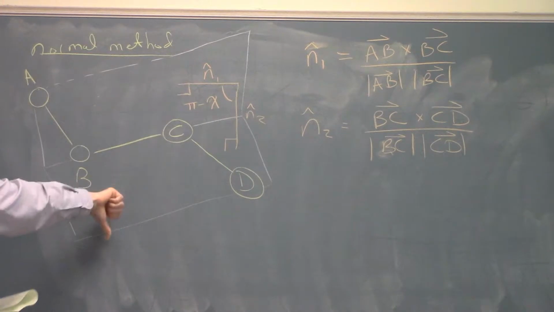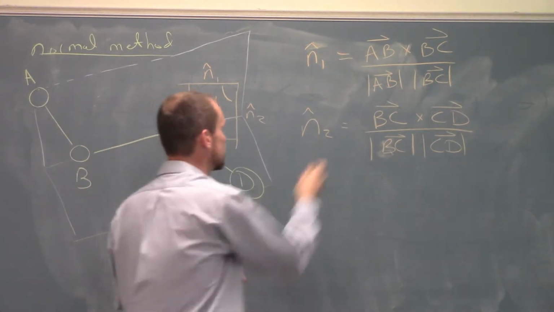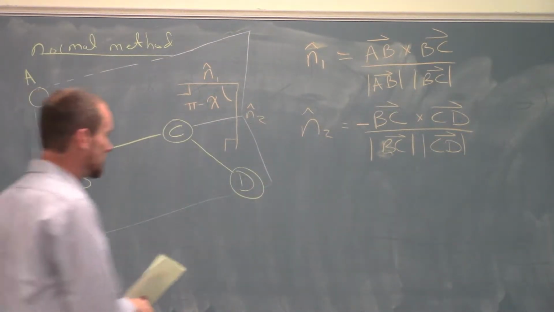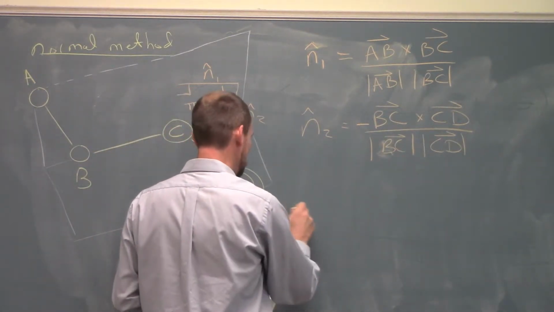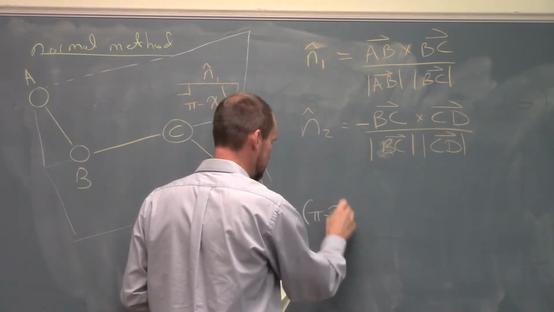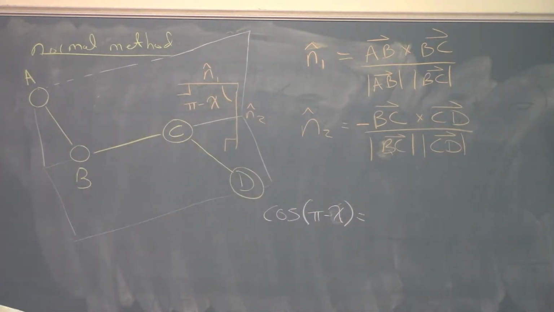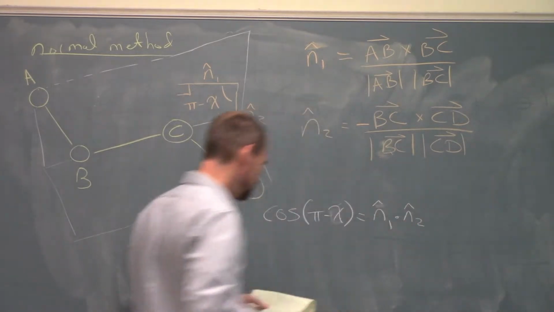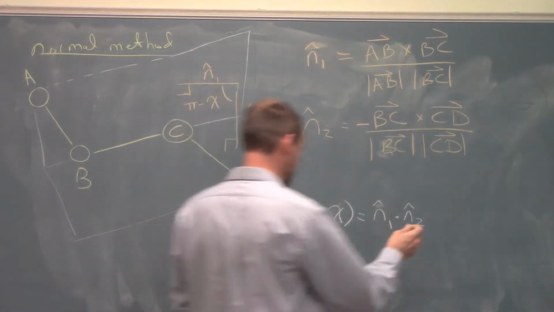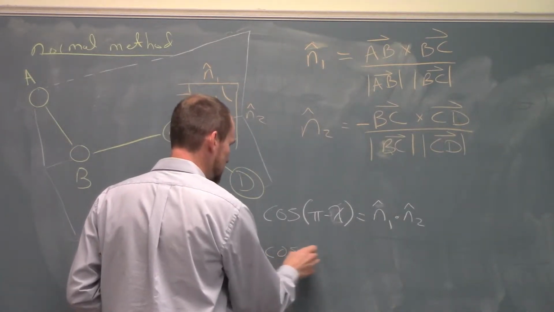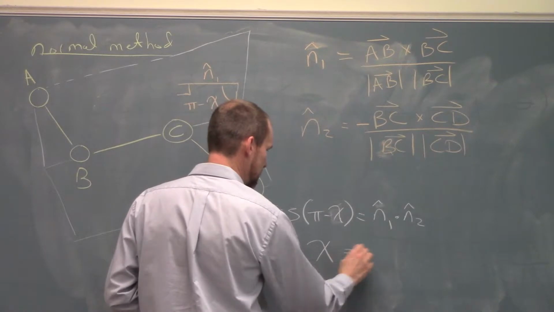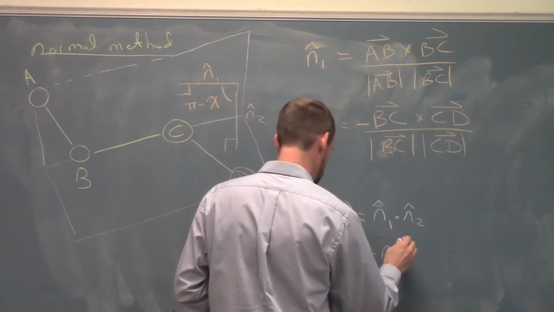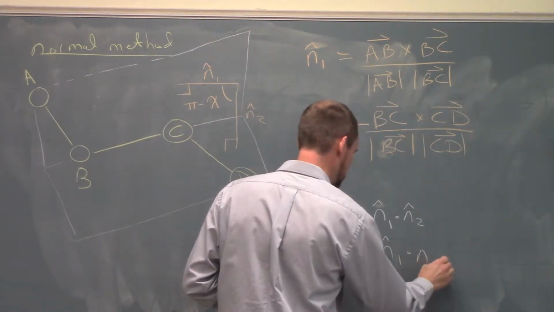B, C cross CD is going down, so we're actually the opposite sign here for the way I've drawn this. Yeah, AB, BC is coming out of the board, that's the way I drew it. So then we can write cosine of pi minus chi. Cosine of that angle should be the dot product between normal 1 and normal 2. The cosine of the complement is the opposite of the cosine of the angle, so we can write that as cosine of chi is minus n1 dotted with n2.